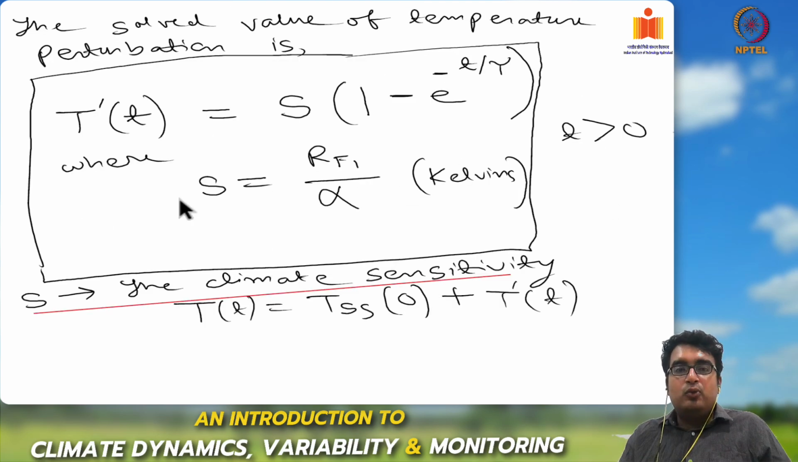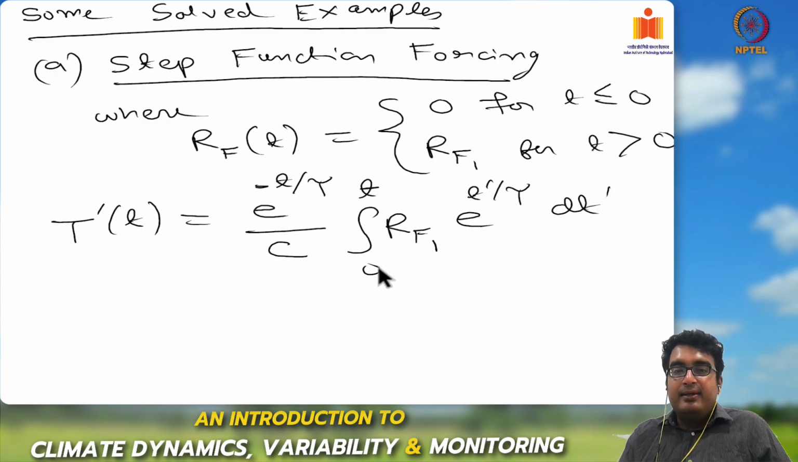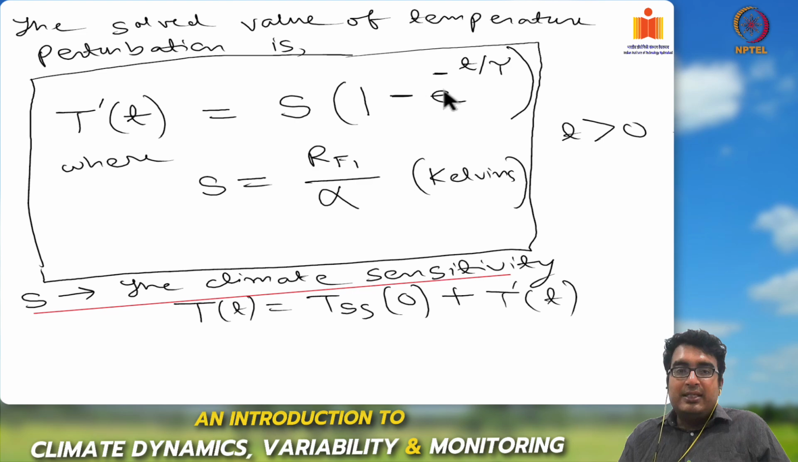So once we do that, we get an expression like this. Okay. So firstly, at time t equal to 0, this term becomes e to the power 0, so 1. So this just becomes Rf1 by c e to the power minus t by tau. At time t prime equals to t, this term and this term will cancel out and we will get a tau term coming out. Okay. So this is what we are getting here.